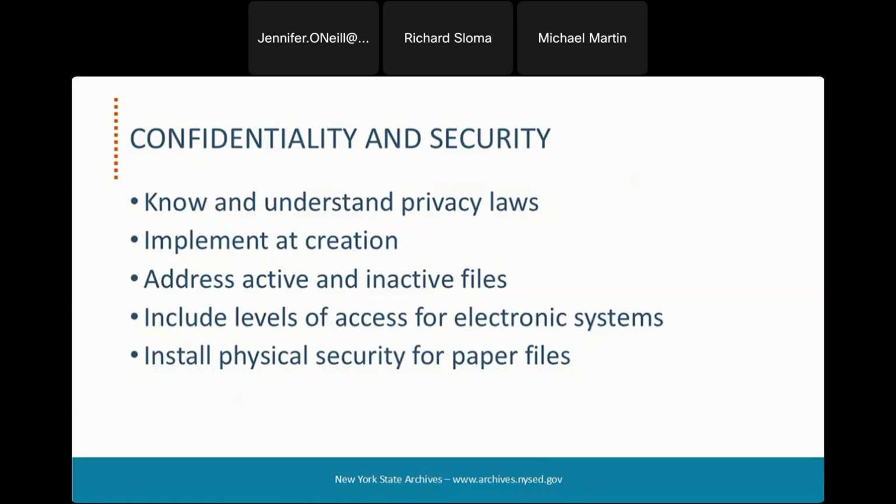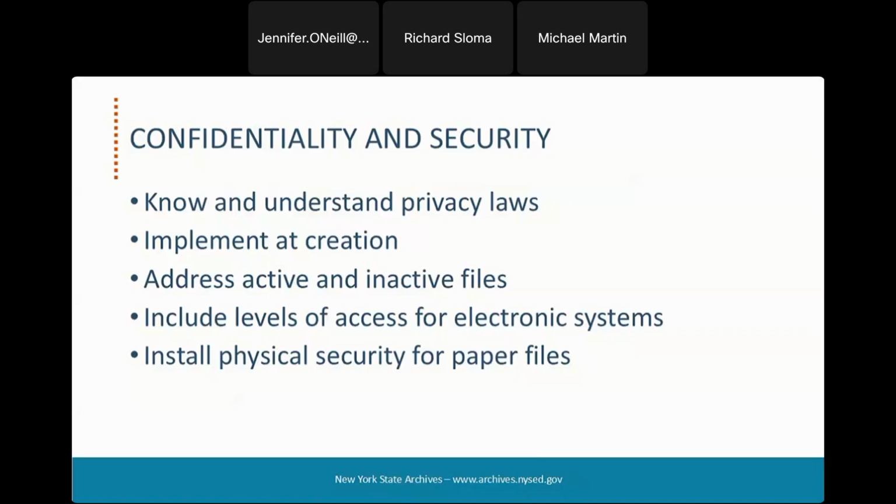Confidentiality and security needs should be addressed and implemented at the creation of the files. So think about it at the beginning. We're talking about many examples where if you're setting up a system, you want to think about these things in the long term. So think about the confidentiality and security of the records during the creation of the files, and that security needs to be maintained whether the files are active or inactive. You want to make sure that you're addressing both.